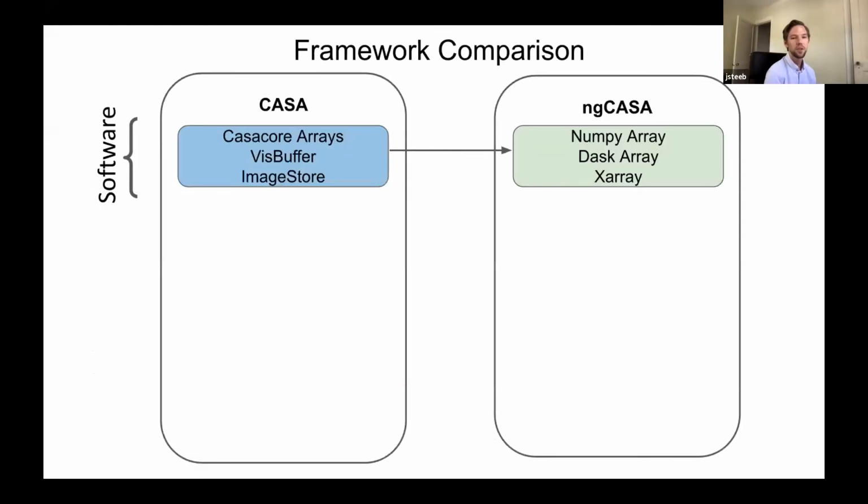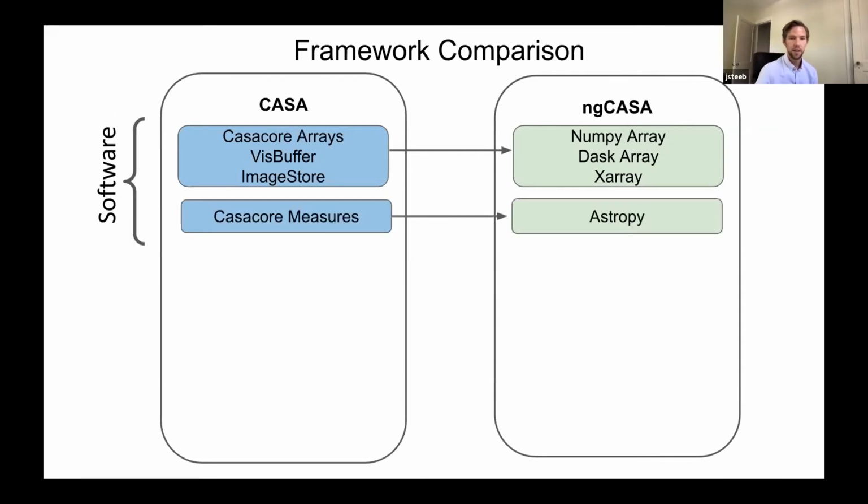Okay, so here I'm just going to quickly show what's in current CASA and in NGCASA and how we've changed things up. CASA core supplied a lot of data structures, arrays, there's viz buffers, image stores, and things like that. In NGCASA, we're using NumPy arrays, Dask arrays, and Xarray. Then CASA core measures, that is where we do all the transformations from pixels to coordinates and transforming from different reference frames, all of that. We're moving to AstroPy.